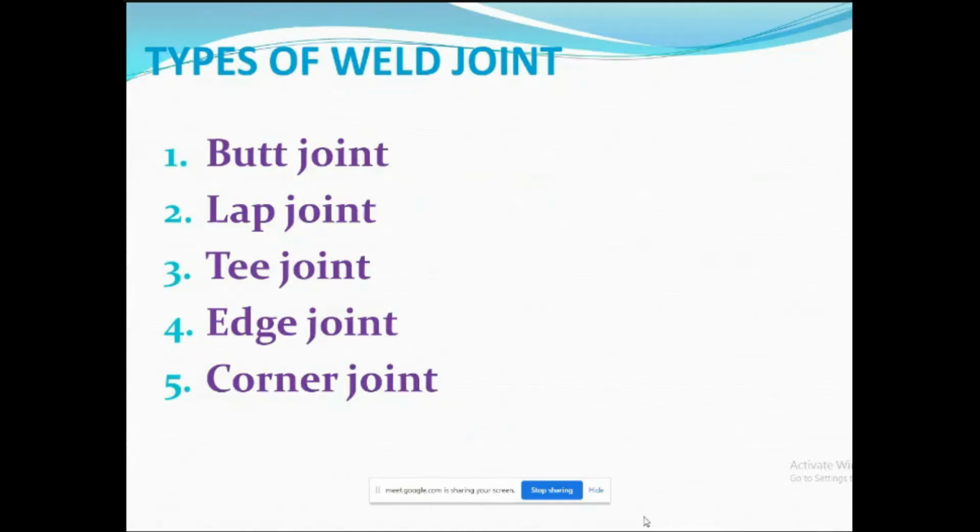These are the basic 5 types of welding joints. A lot of types of welding joints are available in the market, but we will study these types of joints: butt joints, lap joints, T joints, edge joints, and corner joints. These are the 5 basic types of welded joints. Now let's see them one by one.